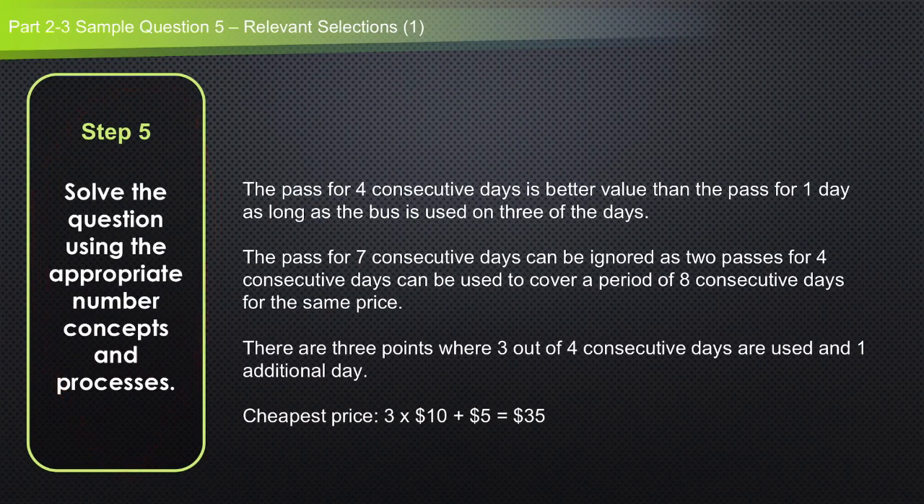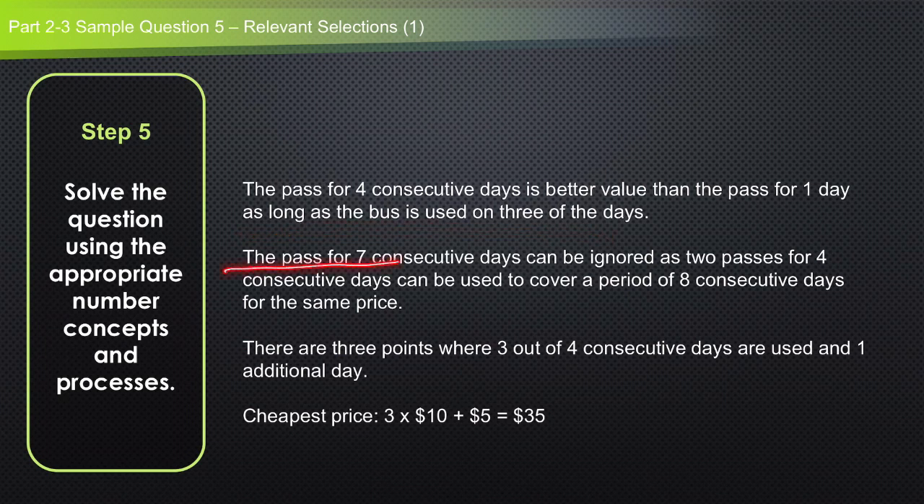Step 5 is where we solve the question using the appropriate number concepts and processes. The pass for 4 consecutive days is better valued than the pass for 1 day, as long as the bus is used on 3 of the days.